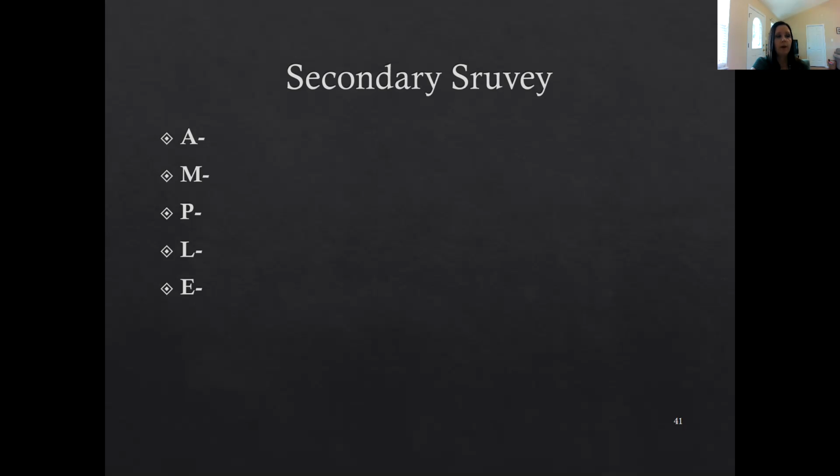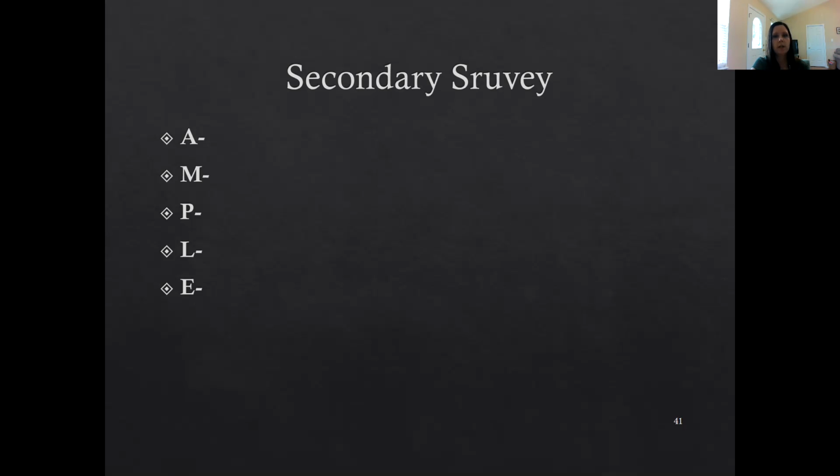And then E is environment. So where were they burned? What were the circumstances? Any other environmental factors? So just remember, the burn injury is usually the most obvious injury. It's the most distracting to us, but think about other concomitant injuries. Could be a musculoskeletal injury, any other trauma, or serious life-threatening injuries.